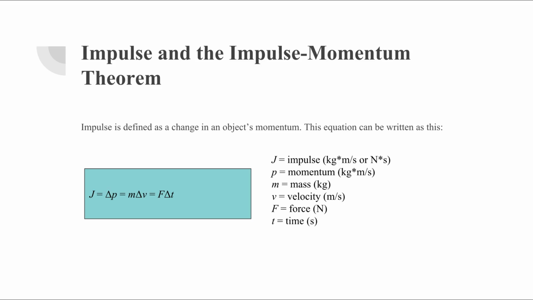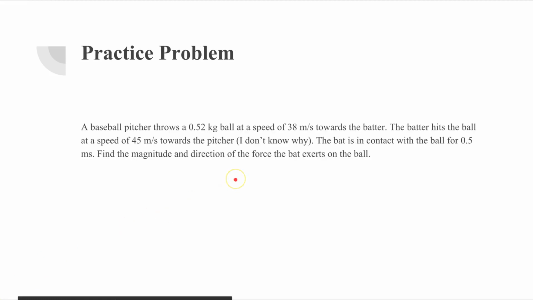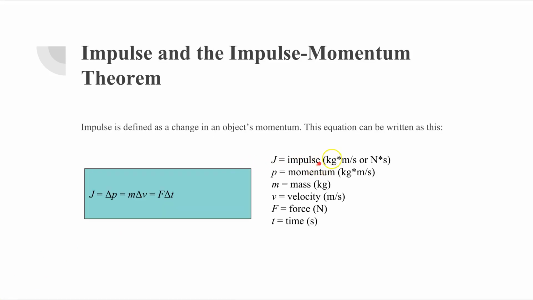Impulse is defined as a change in an object's momentum. This equation can be written as a larger expression. We use J for impulse, which can be measured either in kilogram meters per second, basically momentum units, or Newton seconds, which comes from this quantity right here. J equals change in momentum, which is equal to mass times the change in velocity, which is equal to force times the change in time.